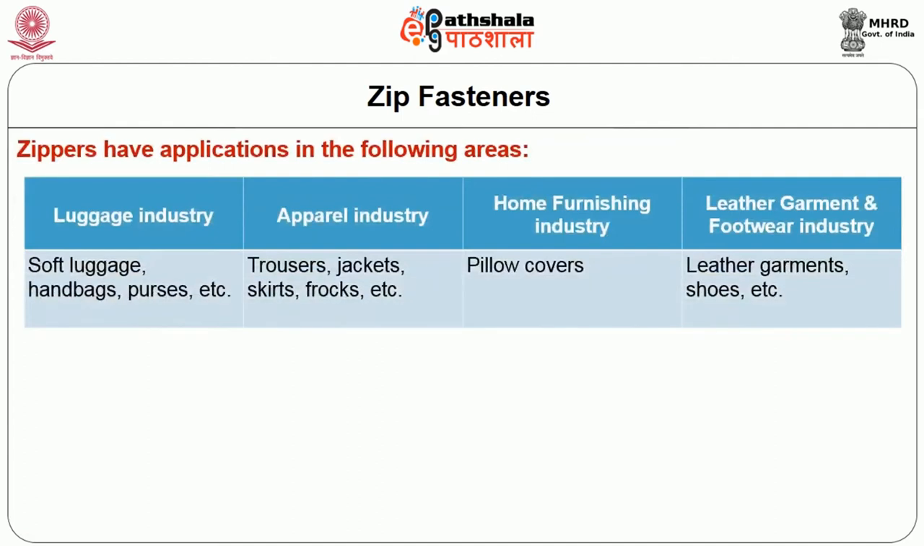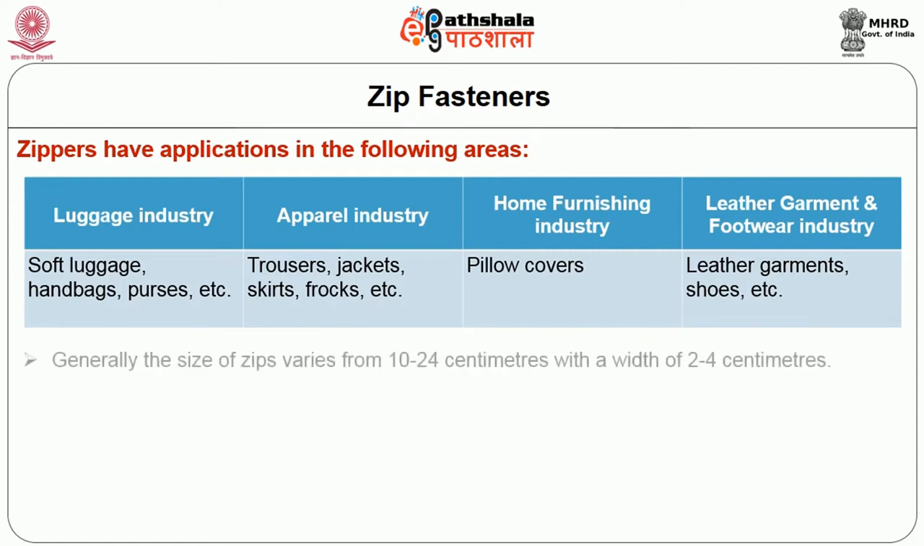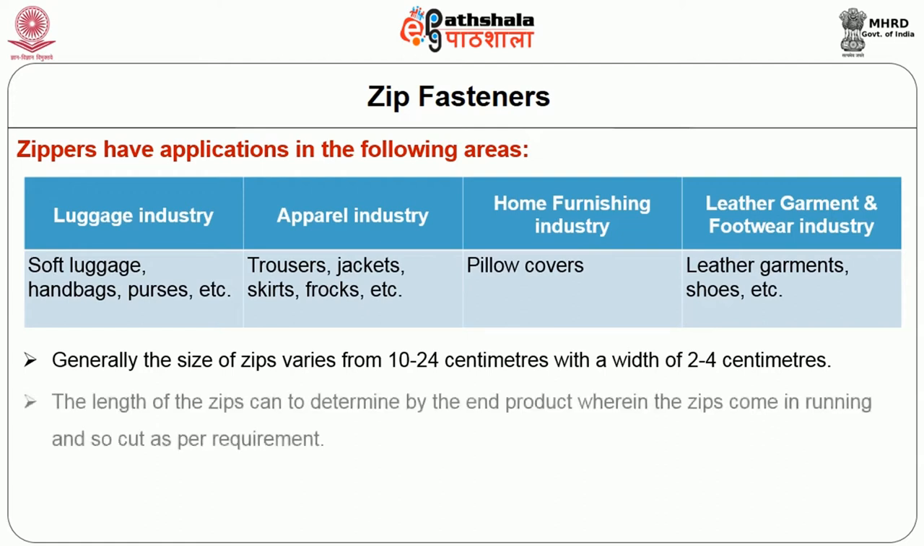Zippers have applications in the following areas. In the luggage industry, they are used in soft luggage, handbags and purses. In apparel industries, they are used in trousers, jackets, skirts and frocks. In home furnishing, they are used in pillows, and in the leather garment and footwear industry, they are used for garments and shoes. Generally, the sizes of zips vary from 10 to 24 centimeters with a width of 2 to 4 centimeters. However, the length of the zips can be determined by the end product, wherein the zips come in a running length and are cut as per requirement.